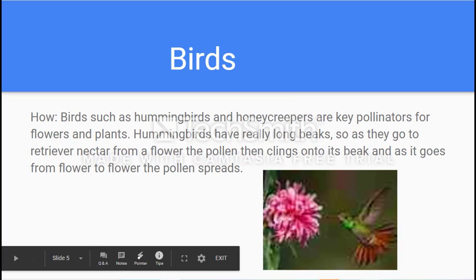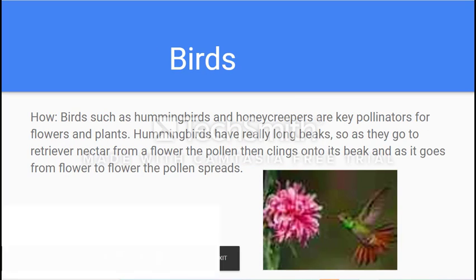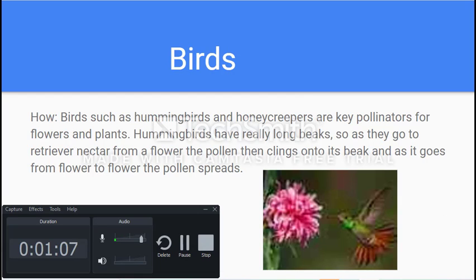Now we're going to talk about hummingbirds and how they pollinate. Well, specifically all birds and how the majority of birds that do pollinate. Birds such as hummingbirds and honey creepers are key pollinators for flowers and plants. Hummingbirds have really long beaks, so as they go to retrieve nectar from a flower, the pollen then clings onto its beak, and as it goes from flower to flower, the pollen spreads.